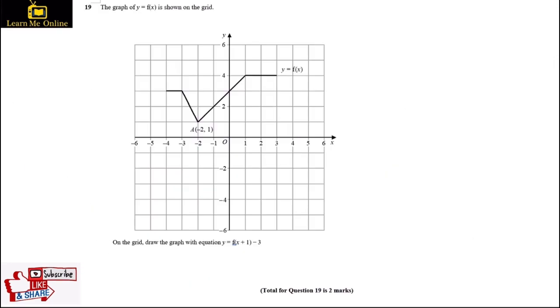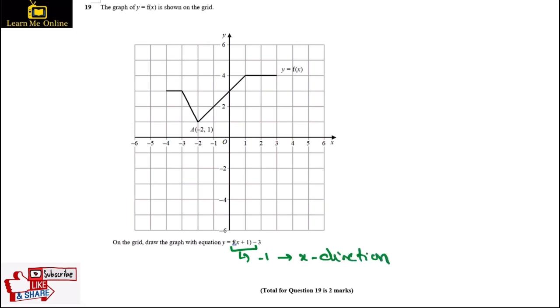Here we have got the next question now. The graph of y equals f of x is shown on the grid. On the grid, draw the graph of y equals f of x plus 1 minus 3. So this is a transformation, and with this transformation there are 2 things. The first thing is, anything inside the bracket is the change in the x direction but opposite. So this plus 1 means that it's a minus 1, and this change would be in the x direction.